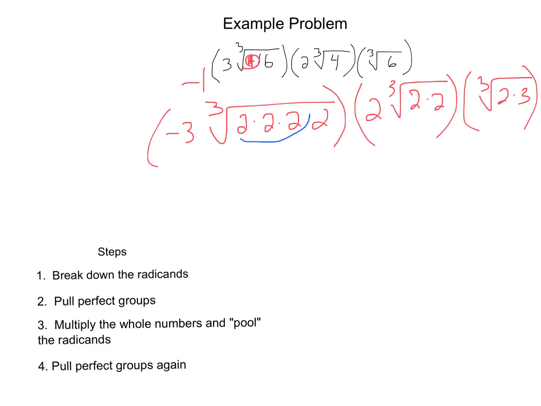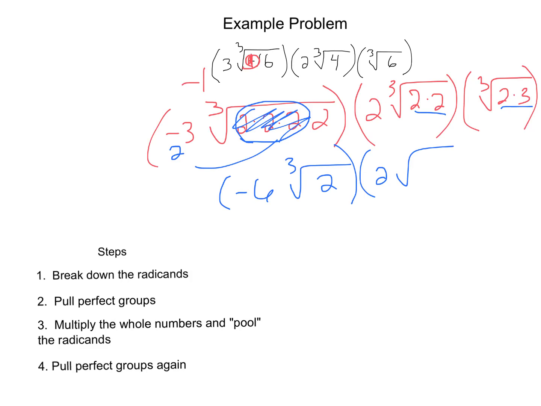All right, our next step, let's pull perfect groups if we can. Well, here is a set. I can kick out a 2. In this group, I can't take anything. In this group, I can't take anything. So now my problem says I'm going to have -6 cube root of 2 times 2 cube root of 2 times 2. Again, we don't put it back yet. Cube root of 2 times 3.